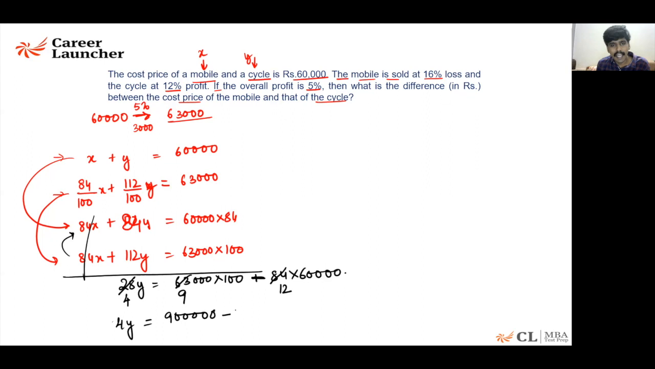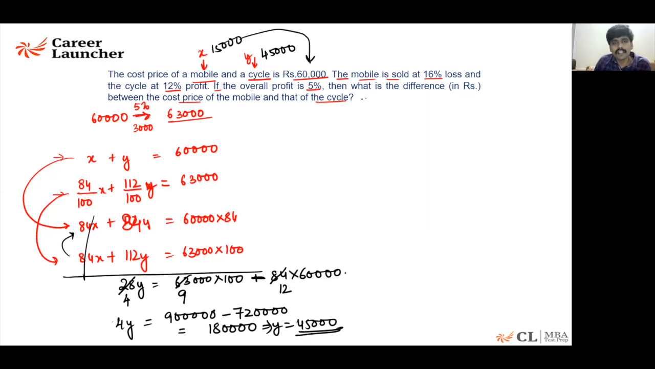So 4Y is equal to 1 lakh 80,000. So Y must be equal to 45,000. So the cost price of the cycle is going to be 45,000. So if Y is 45,000, X must be 15,000. And as a result, the difference between the cost price of the cycle and the mobile is going to be 30,000, which is the answer.